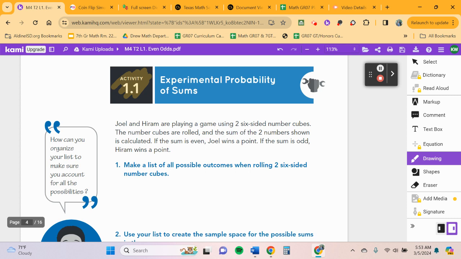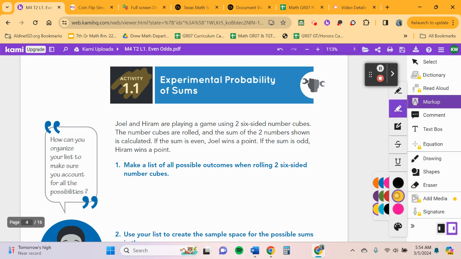Joel and Hiram are playing a game using two six-sided number cubes. The number cubes are rolled and the sum of the two numbers shown is calculated. If the sum is even, Joel wins a point. If the sum is odd, Hiram wins a point.